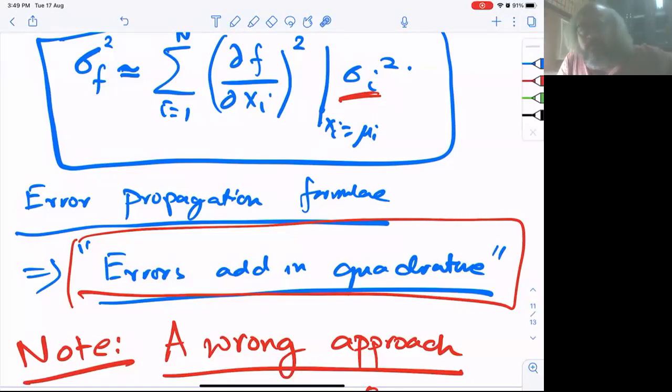So don't try to improve anything that's already good. Try to identify what is the worst one, because they add quadratically, so the worst one will actually have the largest effect, and try to reduce that.